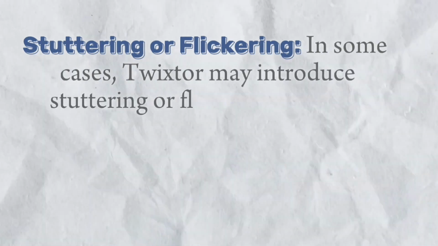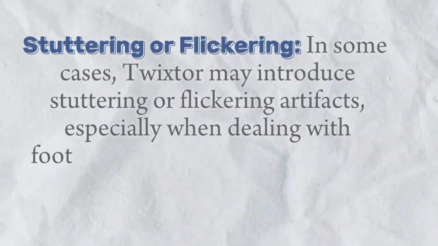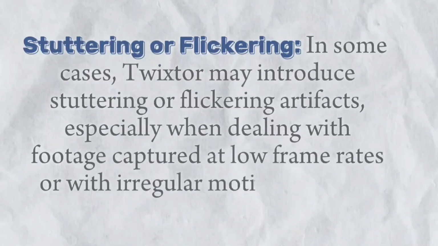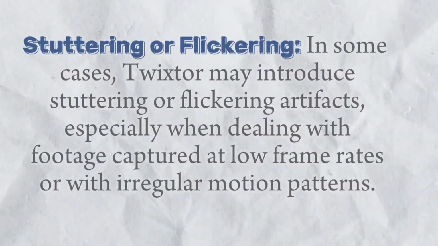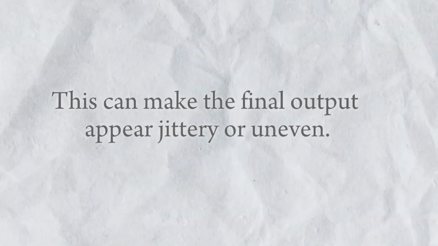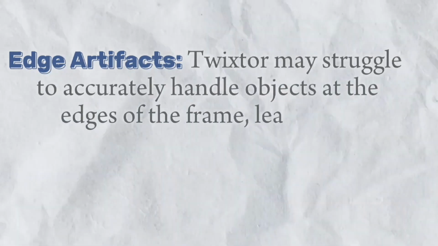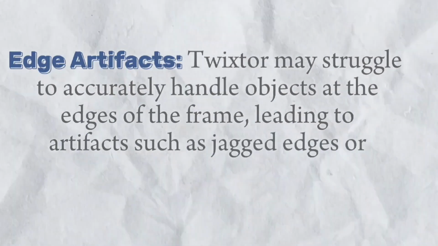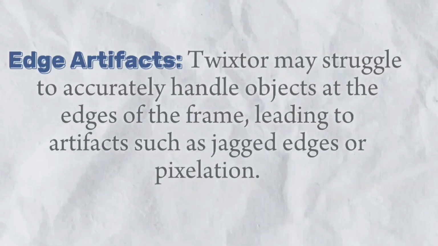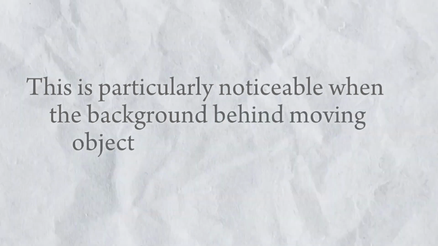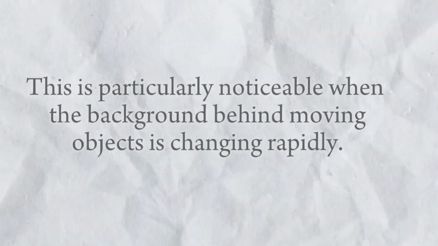Stuttering or flickering. In some cases, Twixtor may introduce stuttering or flickering artifacts, especially when dealing with footage captured at low frame rates or with regular motion patterns. Edge artifacts. Twixtor may struggle to accurately handle objects at the edges of the frame, leading to artifacts such as jagged edges or pixelation. This is particularly noticeable when the background behind moving objects is changing rapidly.